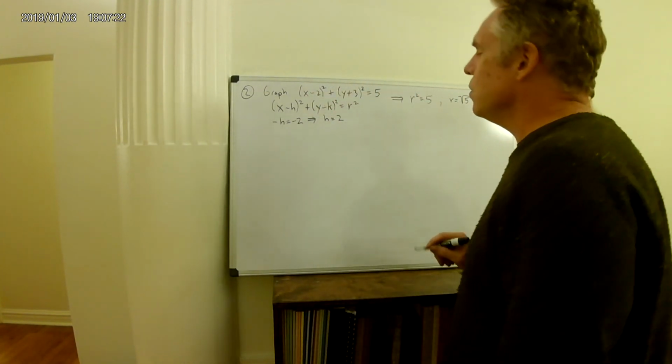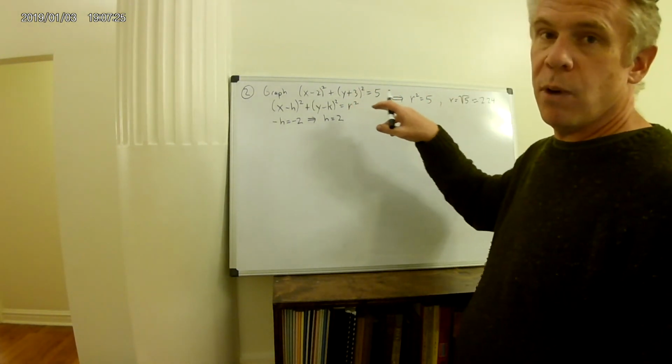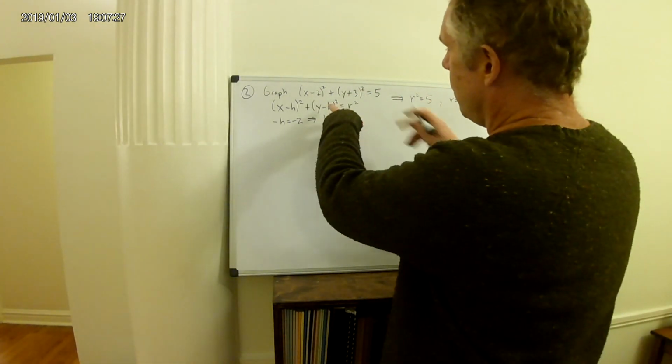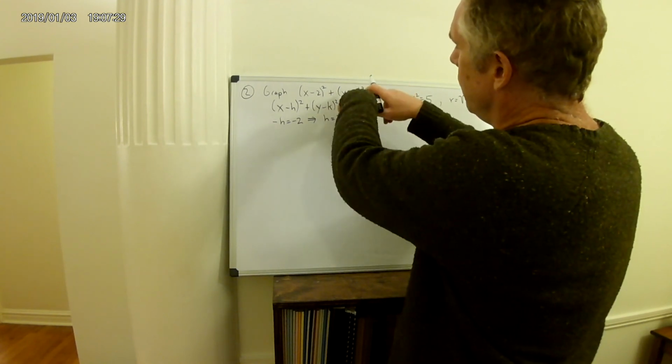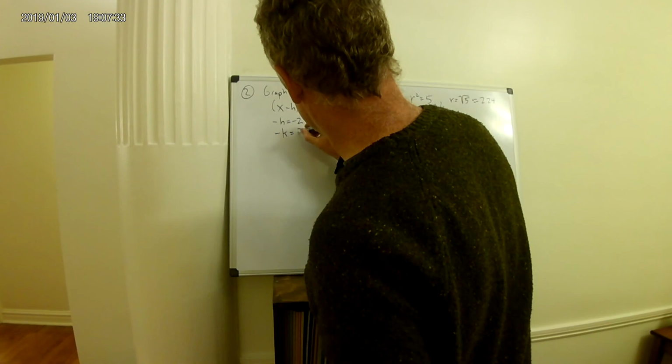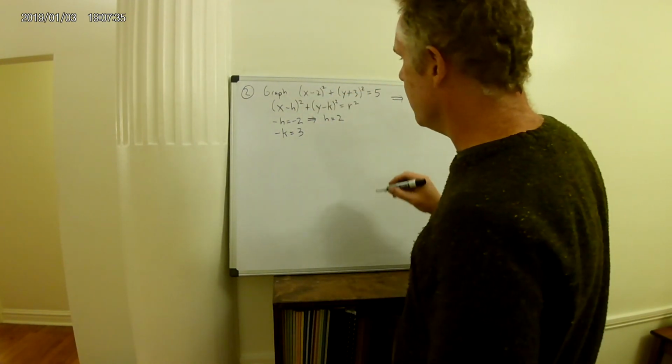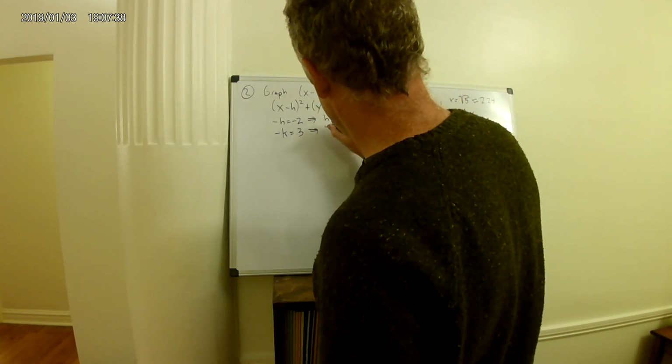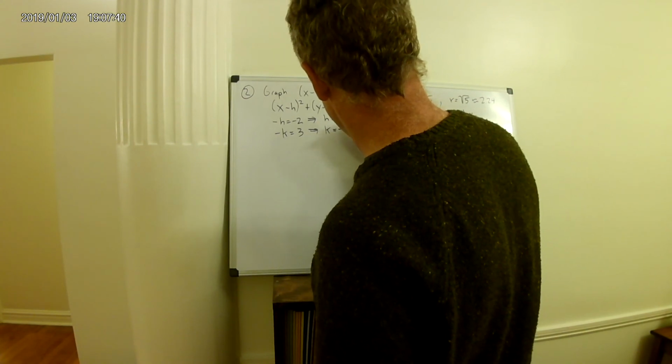And then we can do the same kind of matching thing for the y values. And looking here, I see that minus k equals plus 3. Okay? So minus k equals 3. Comparing these two things, this means that if I solve for k, k equals minus 3.